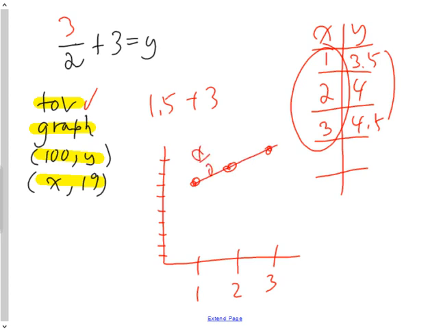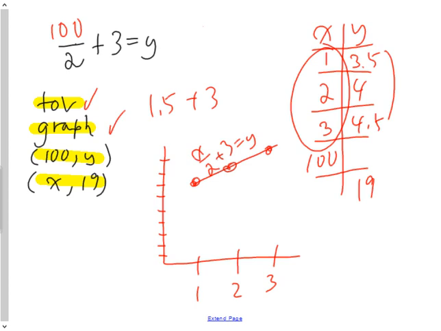And the equation for this is this particular equation. And now I have my graph, I have my table of values, and the only other thing I need to do is say when x is 100 and when y is 19. So again, just substitute that 100 up here in your x.